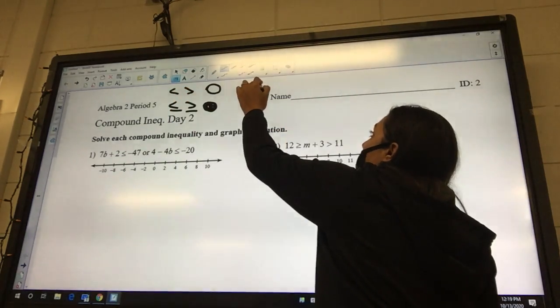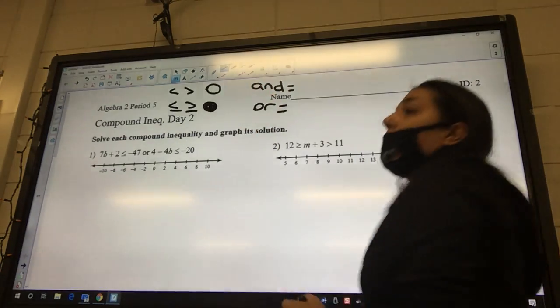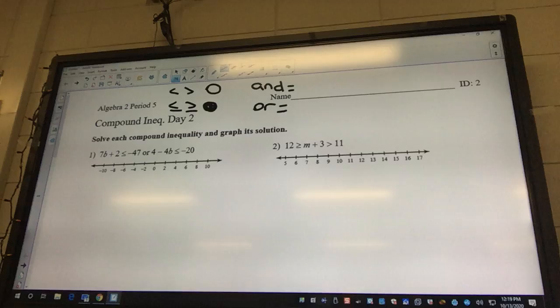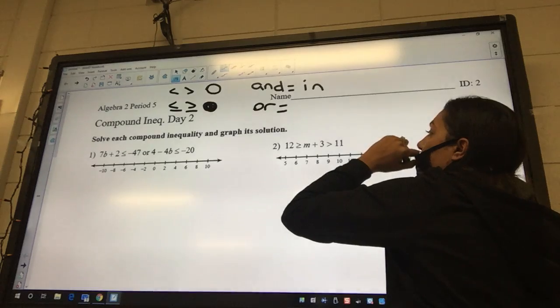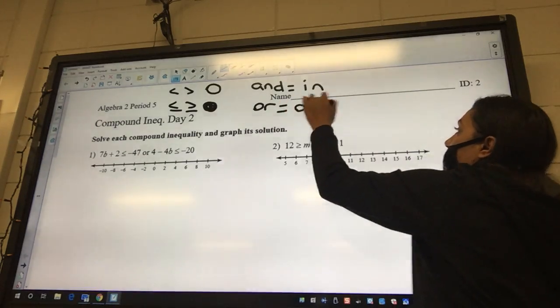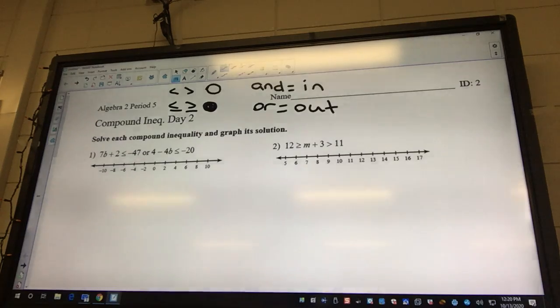Okay, our ands. What does and do? We got and, or. It goes together. Yeah, ands go in, and ors go out. That will make more sense, especially if you come to school more frequently, but you'll just have to wait and see.